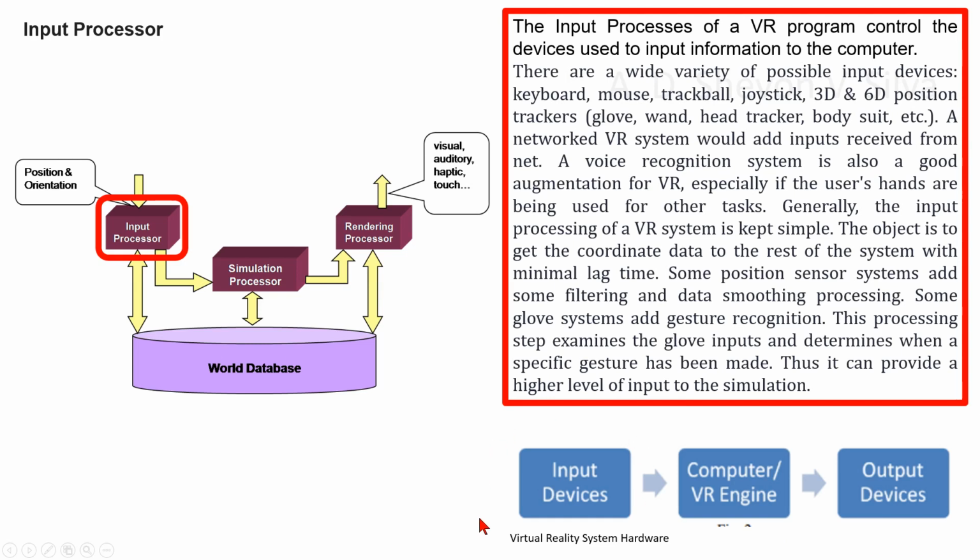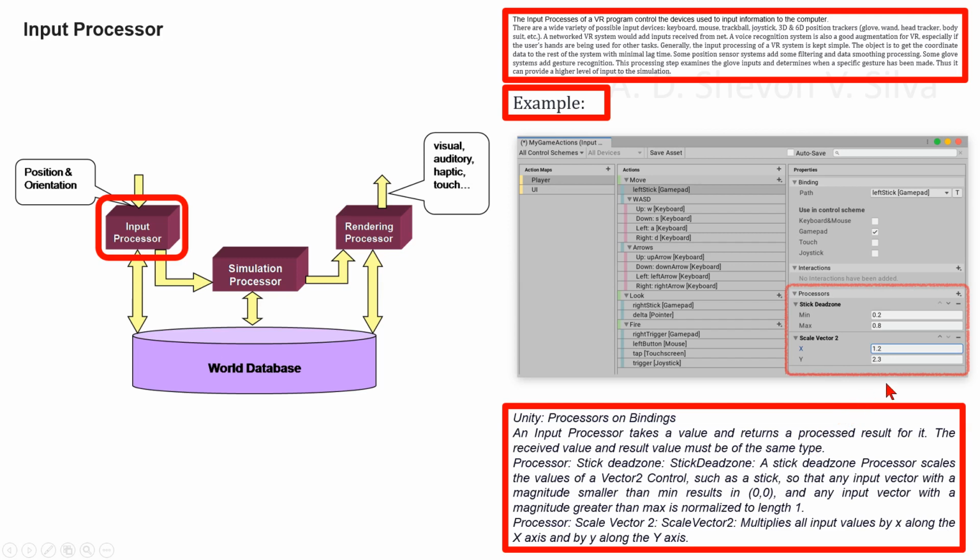Here we are mainly focusing on input devices, and basically we are considering the input processor here. Here you can see processors on bindings in Unity. An input processor takes a value and returns a processed result for it. The received value and result value must be of the same type.